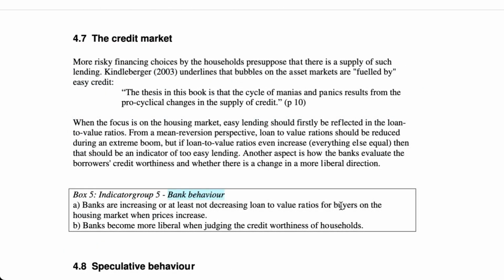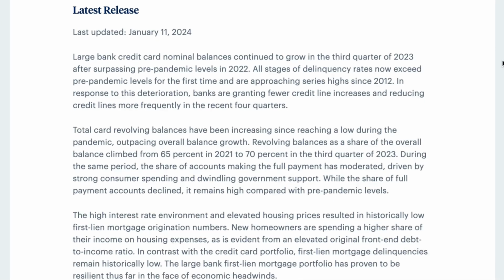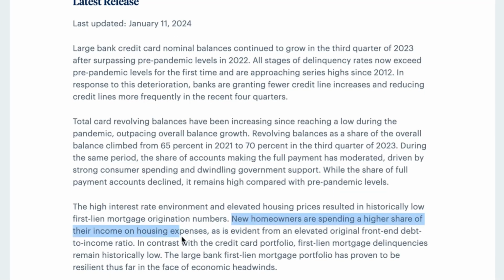Banks are increasing, or at least not decreasing, loan-to-value ratios for buyers on the housing market when prices increase. Also, banks become more liberal when judging the creditworthiness of households. It takes two to tango. More risky household behavior is matched by more risky bank behavior.